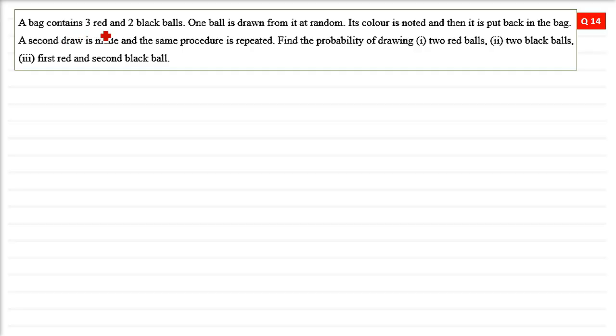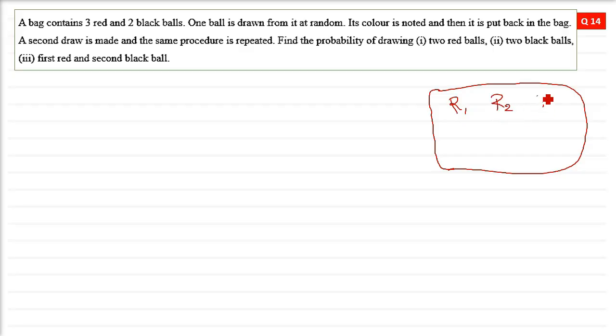A bag contained 3 red and 2 black balls. So let's assume that there is a bag and we assume that there are 3 red. I'm just writing R1, R2, R3 to represent the red balls and B1 and B2 to represent the black balls. One ball is drawn from it at random.